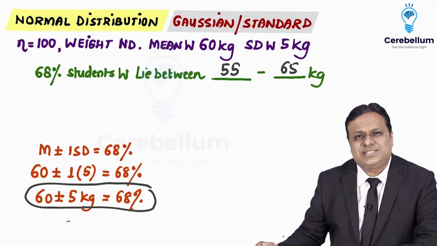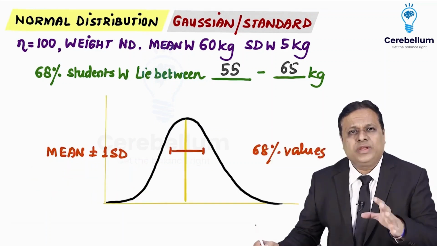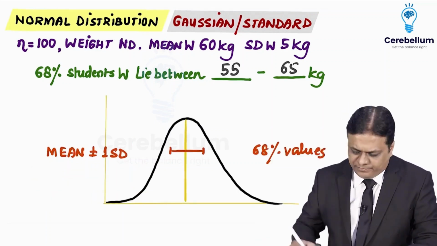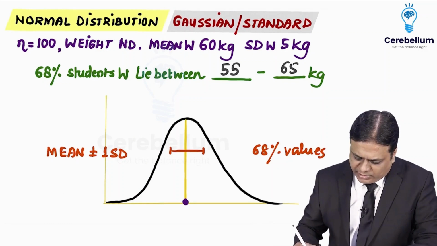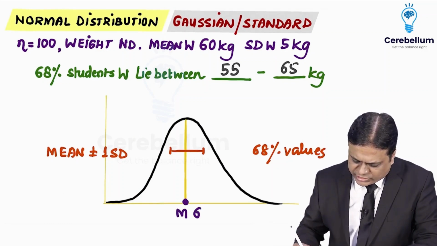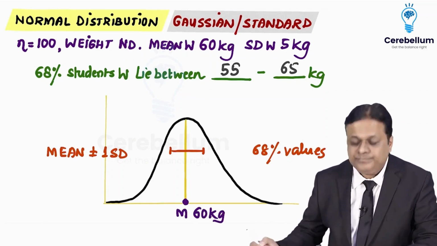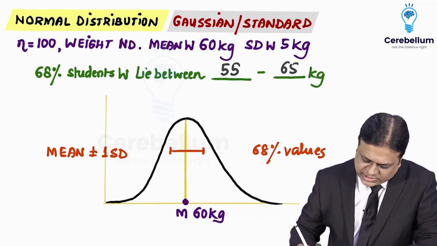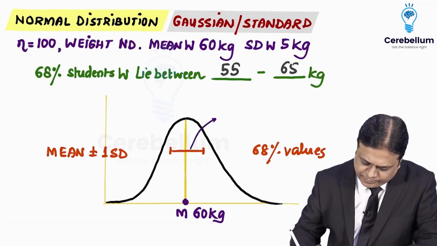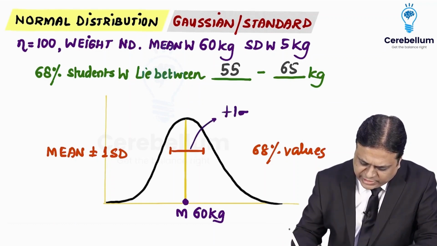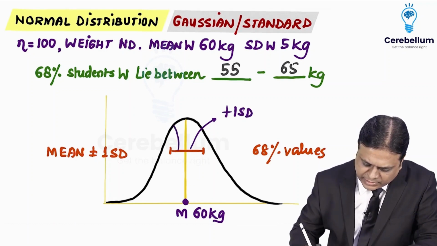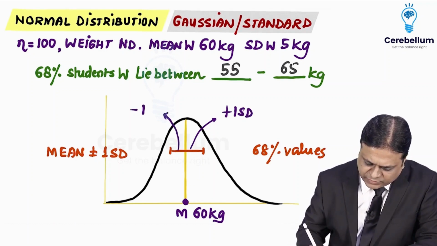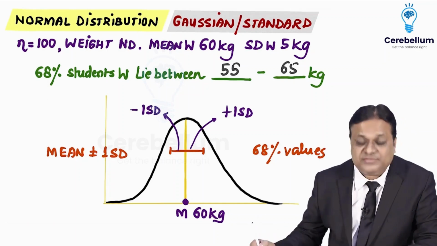Let's try to understand this using a diagram. Look at this diagram of normal distribution. This is your mean, median and mode, which is 60 kg. Mean plus minus 1 standard deviation covers 68% values. So this is plus 1 standard deviation on the right side, and this is minus 1 standard deviation on the left side.